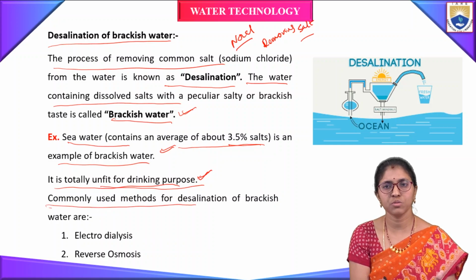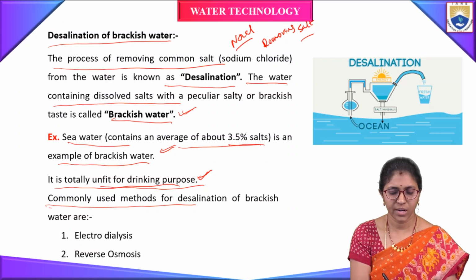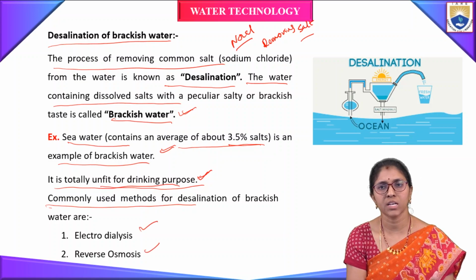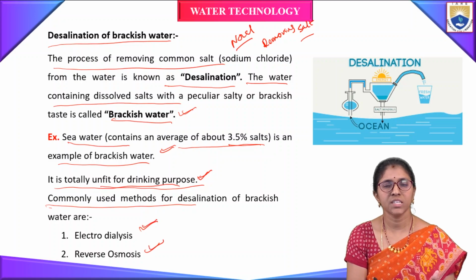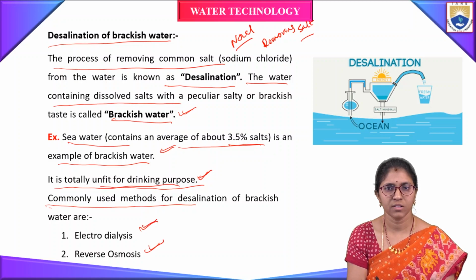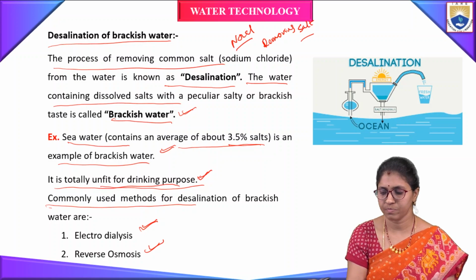Commonly used methods for desalination of brackish water are electrodialysis and reverse osmosis. So two processes are used for the desalination of brackish water. The first one is electrodialysis, the second one is reverse osmosis.